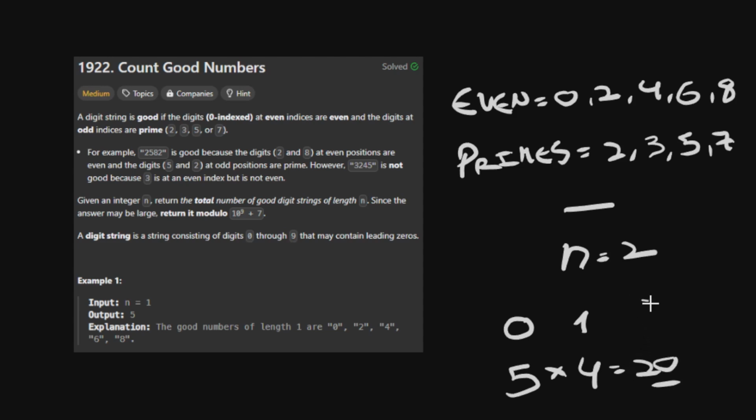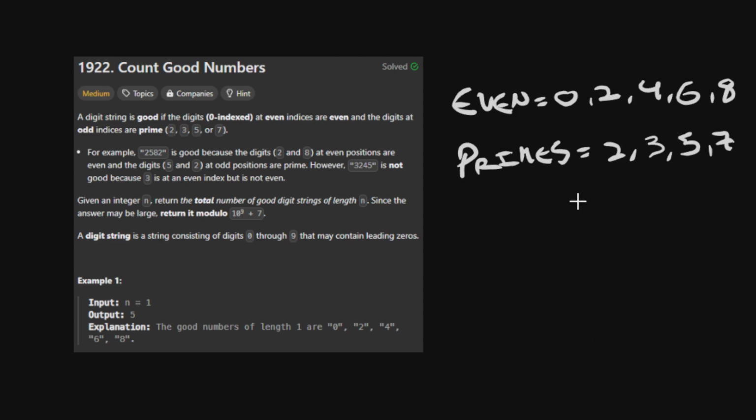What this means is that in every number from 10 to 99, which are all the 2-digit numbers, we have 20 numbers that meet these problem requirements. Now let's say n is equal to some even number such as 4, and this means that we have to do 5 times 4 times 5 times 4. Okay, so this is our answer.